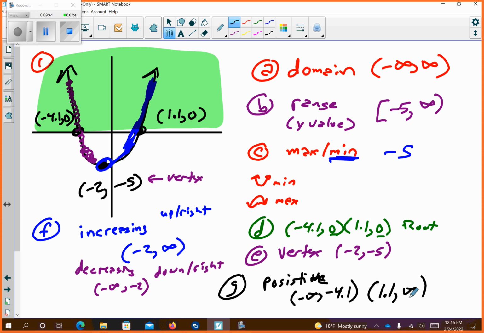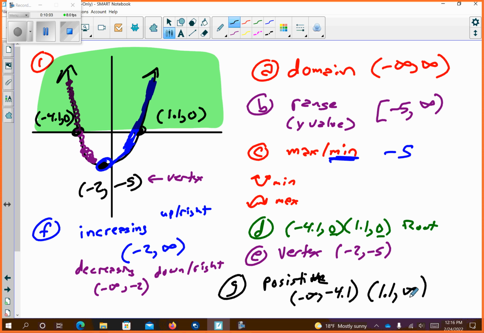And again, I had put those values, and it should show up a little better on a test or quiz. But the negative 4.1 is not a hard bracket because right at negative 4.1, the y value is 0, and 0 is not positive or negative. It's a signless number. Okay, so that's why you have the soft brackets there.